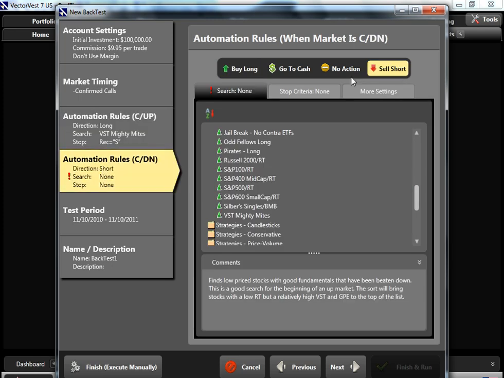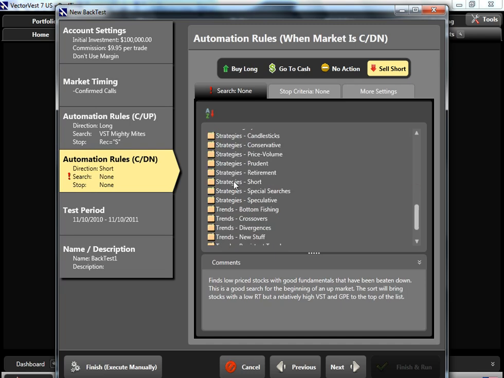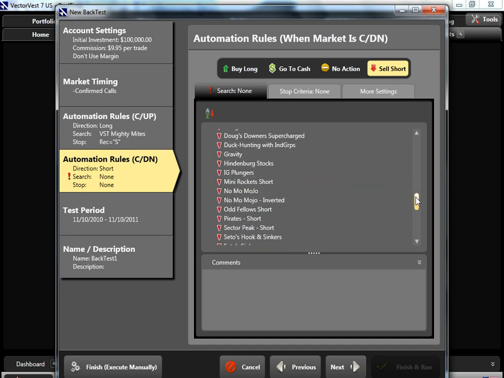On the downside now, we want to sell short, and we decided our strategy was going to be, in the strategy short section, Show Me the Money short.